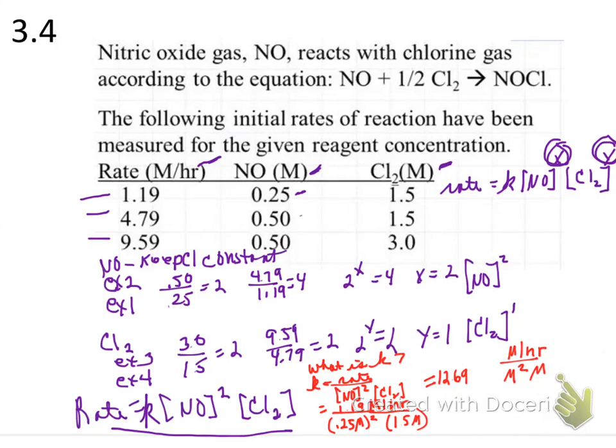So if I have molar over hours, and then when I square 0.25 molar, that becomes molar squared, and 1.5 molar just gives me molar. So the molar per hour, I'm going to put the hour in the denominator. And then I also end up with molar squared and molar in the denominator. So the 2 molars will cancel, and I'm left with 1 over hours times molar squared. So my final units are going to be hours to the minus 1, molar to the minus 2.